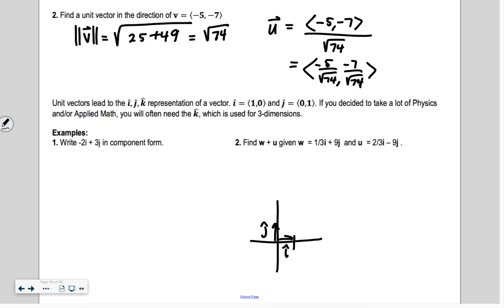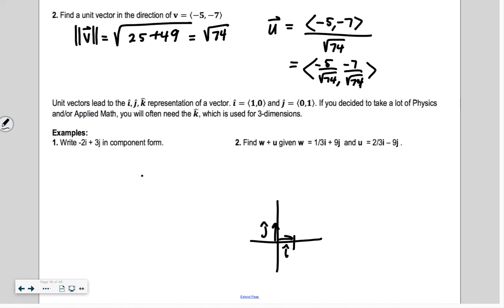Okay, those i hat and j hat you can adjust by scaling them, by multiplying by 5 and 4 and whatever you want. This is really not a hard concept. You guys are all looking like you're going to vomit right now. It's really not that bad, I promise. So if you take a lot of physics and/or applied math like engineering, you will often need the k hat, which is used for 3 dimensions.